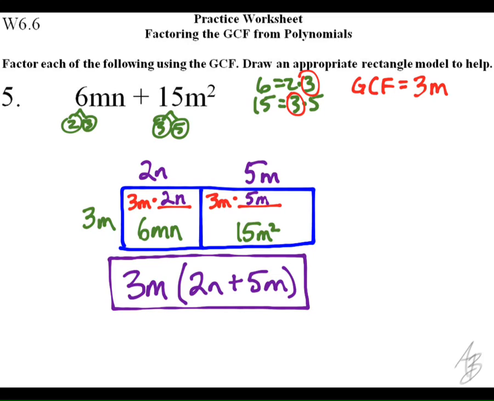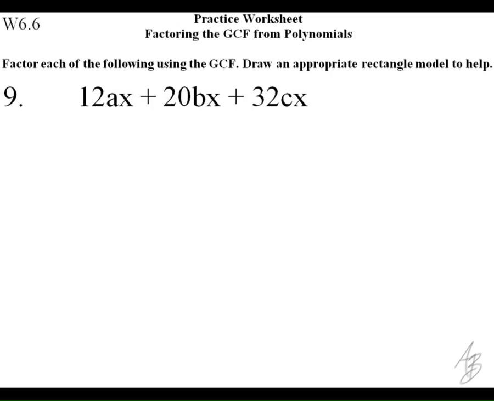Let me ask you this question real quick before we do one last one, and then I'll give you the rest of the hour. What would happen if I distribute this? If I do 3m times 2n, what do I get? 6mn. What do I get when I do 3m times 5m? 15m squared. So if I distribute it, I get back to where I started, right? So that's exactly what we're doing here. We're doing the opposite of the distributive property. Okay, last one. We're going to do number 9 last.